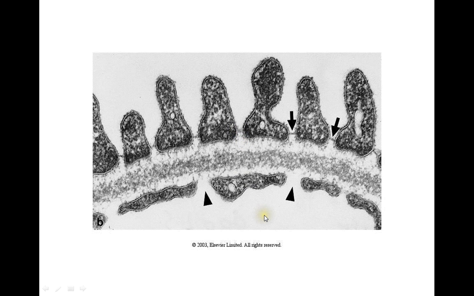So, if a substance wants to pass from the blood into the urinary space, here we have blood, this is the lumen of the capillary, and this is the urinary space, it should pass through these three layers: the endothelium, the glomerular basement membrane, and the slit diaphragms.